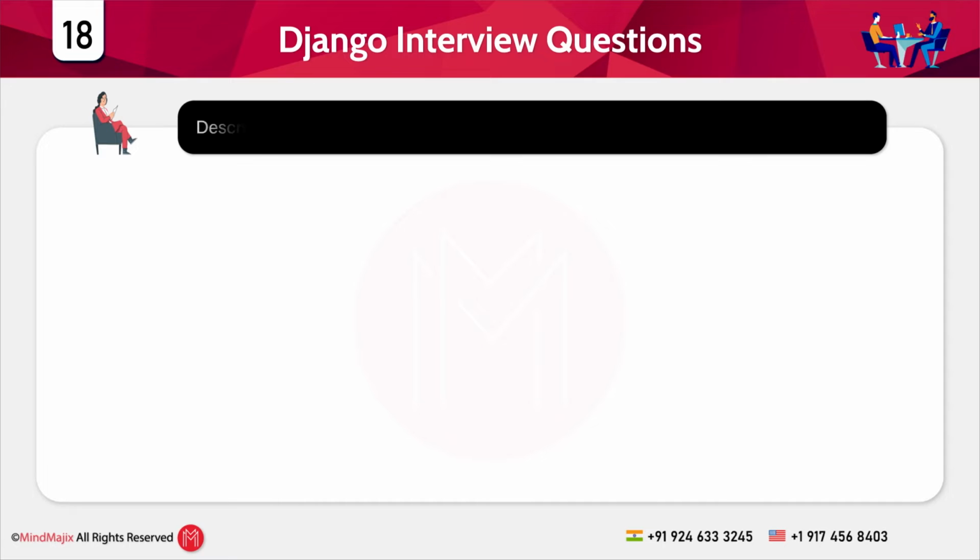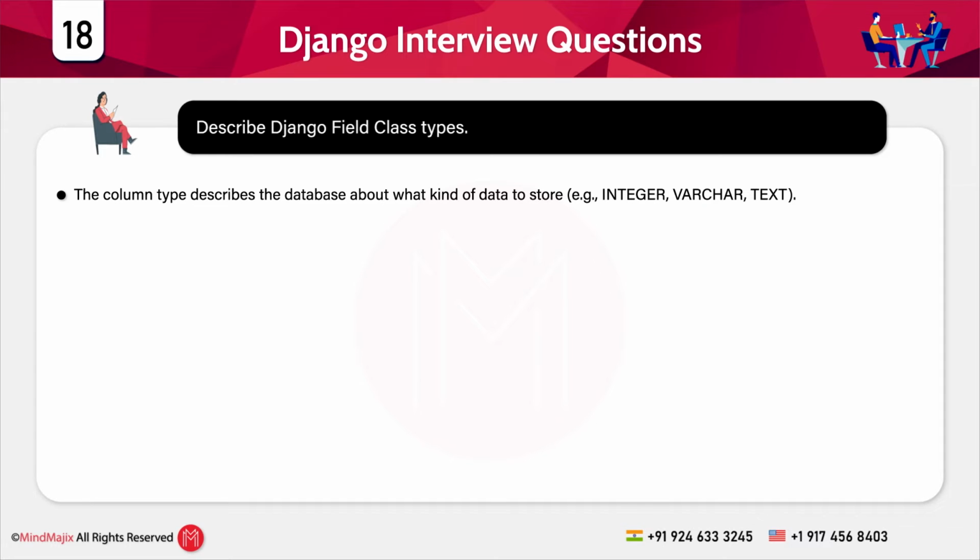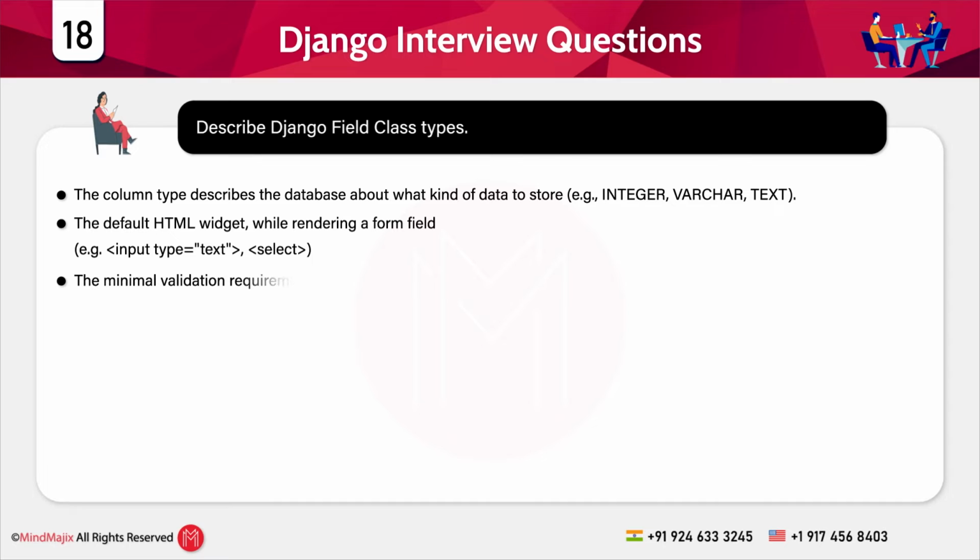The next question is, describe Django field class types. Every field in a model is an instance of the appropriate field class. In Django, field class types determine the column type that tells the database what kind of data is to be stored, such as integer, varchar, text, and so on. The default HTML widget while rendering a form field is, as you can see on the screen. This is just an example where you can specify input type as text, and then you have the select. And then the minimal validation requirements used in automatically generated forms and the Django admin.